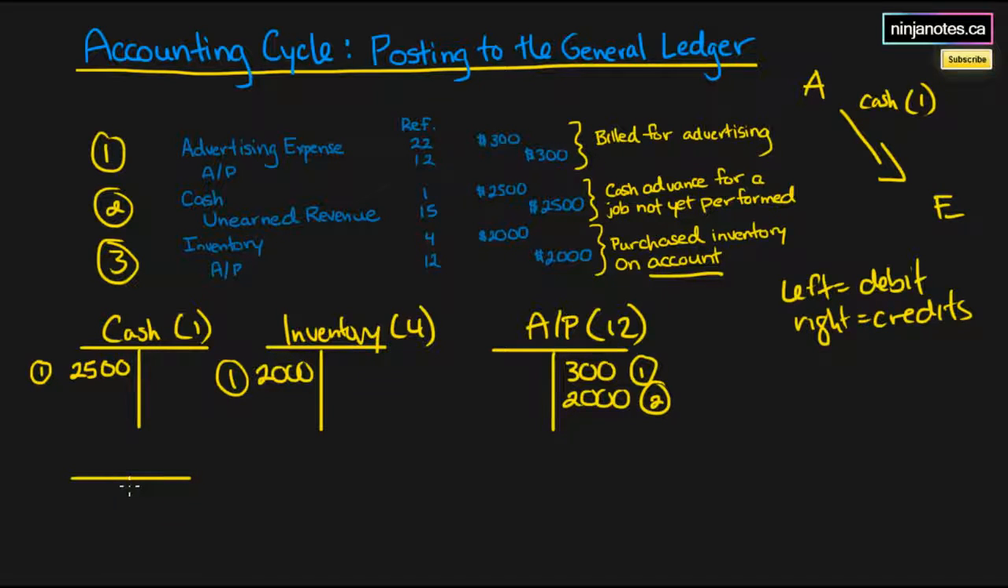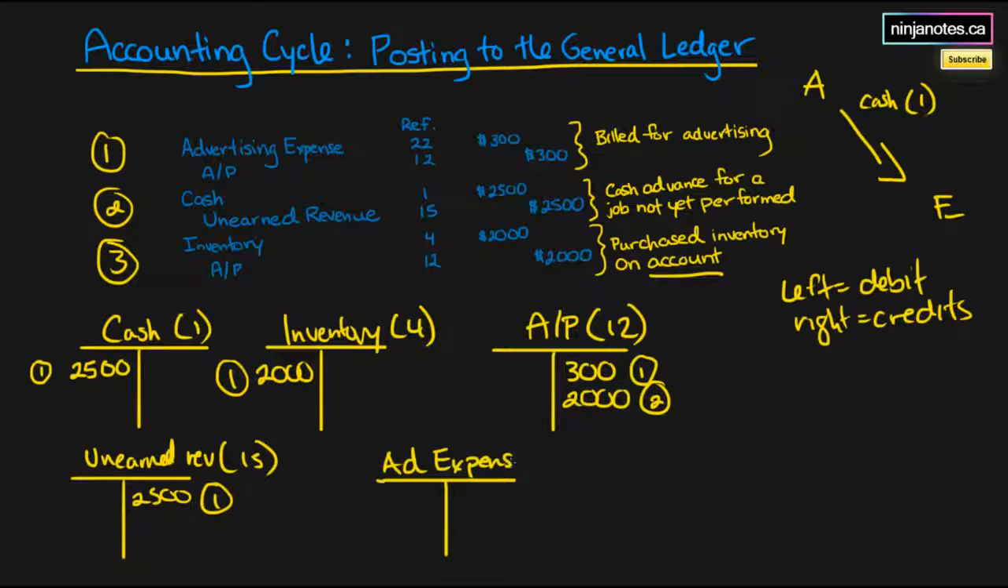Let's do the last 2. The last 2 are unearned revenue, I believe. Unearned revenue. Oh my god, my writing's horrible. 15. And we're going to have a credit entry for 2,500. Post a little 1 there. And the final one will be for advertising expense. That's going to be a debit entry for $300. A little 1 next to it. And we've posted all of our transactions.